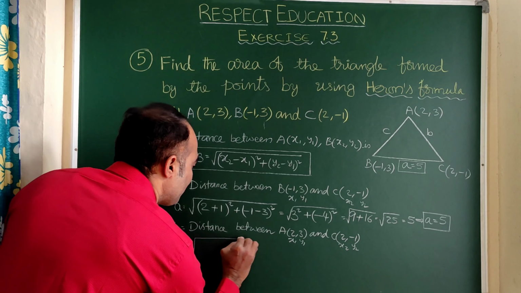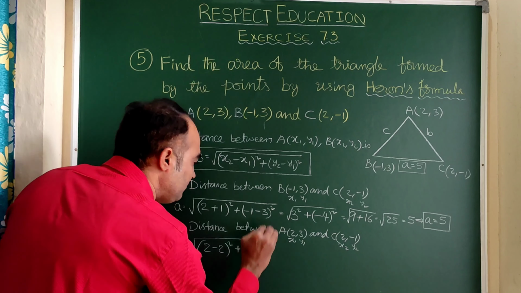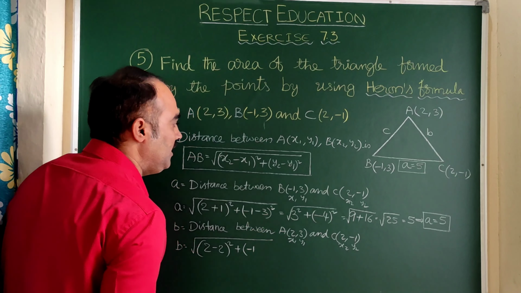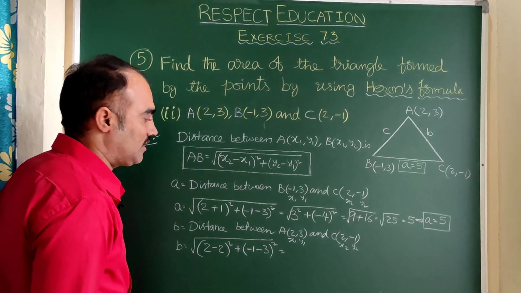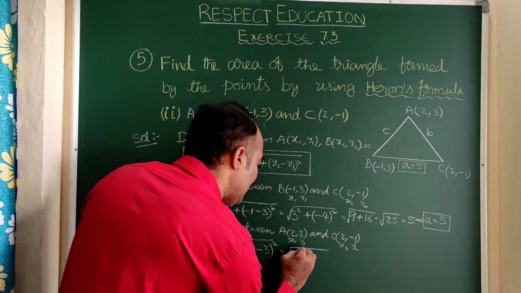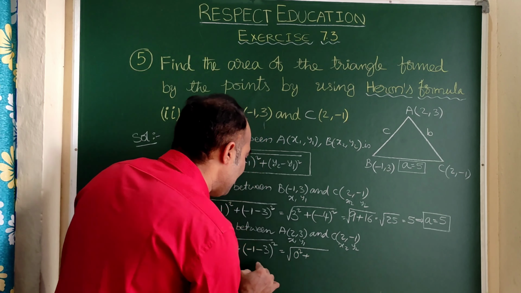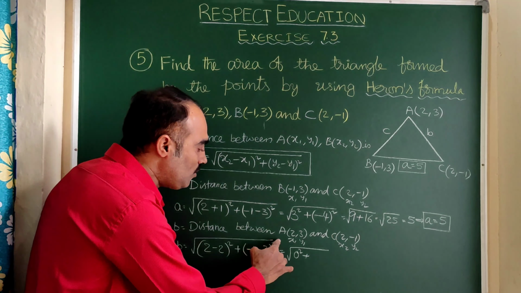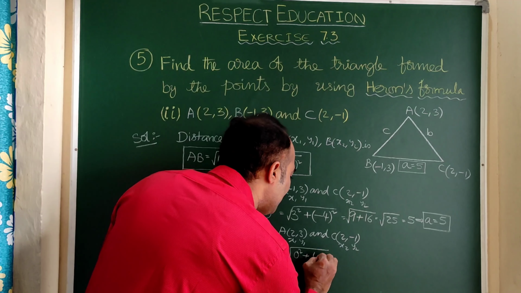Under root, x2 minus x1: x2 is 2, x1 is 2, so (2 minus 2) whole square, plus (y2 minus y1): y2 is minus 1, y1 is 3, so (minus 1 minus 3) whole square. On simplification, 2 minus 2 is 0. So it is 0 square plus, minus 1 minus 3 is minus 4. Minus 4 whole square can be written as plus 4 square.